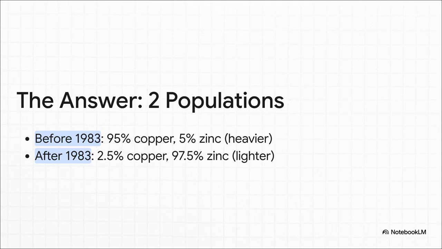Turns out, back in 1983, the US Mint changed how they make pennies. The older ones are mostly copper, so they're heavier. The newer pennies are mostly zinc with just a thin copper coating, which makes them a lot lighter. Our frequency distribution didn't just organize the weights, it uncovered a piece of American history.